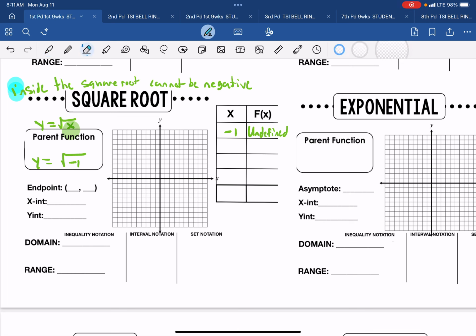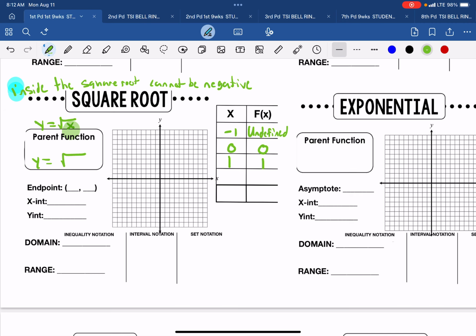So what do we do? Well, let's choose values that are positive, or we start with 0, actually. Square root of 0. We know the square root of 0 is 0. Next number. What's the next number you think would be a good number? 1? Let's try it. Square root of 1. Do we know square root of 1? Yeah, square root of 1 is 1. Awesome. Let's erase that.